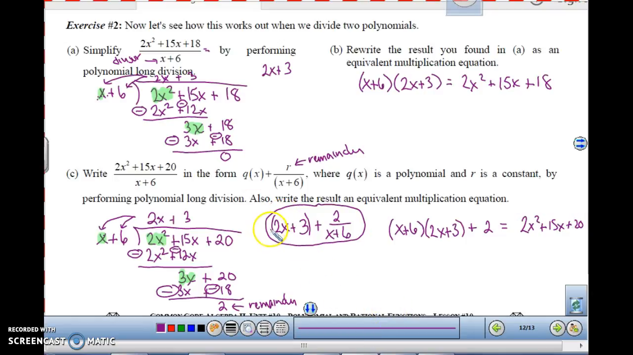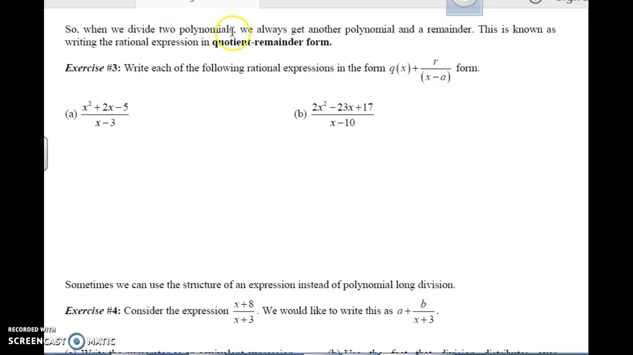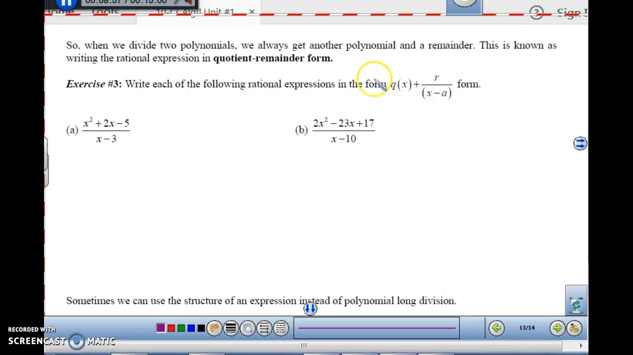All right, it's a little confusing because we're using polynomials, but the process is still the same as regular long division. Just think of your steps as you go. So when we divide two polynomials, we always get another polynomial and a remainder. If there is no remainder, your remainder is 0, of course. This is known as writing the rational expression in quotient remainder form. All right, so write each of the following rational expressions in the form q of x plus r over x minus a form. Basically, this is going to be your remainder, and this is your quotient, and this is your divisor. Okay, so that's what all those things stand for.